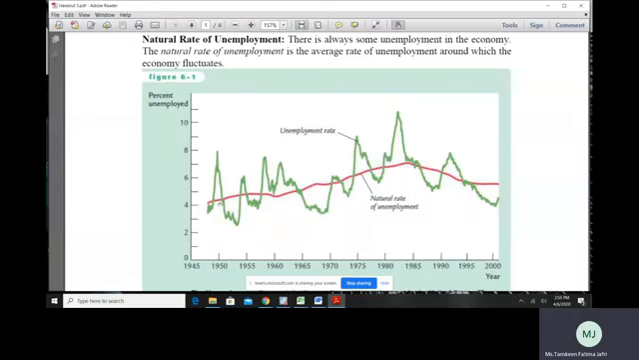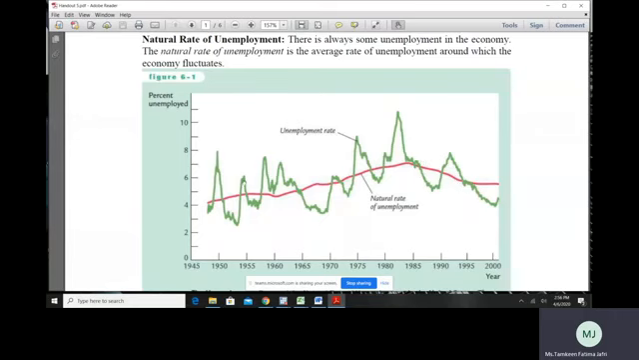If I draw a trend line through the unemployment rate, which is represented by this red line, this is referred to as the natural rate of unemployment. So you can see that every year the natural rate of unemployment is some positive value. It tends to increase till 1985, after which you see a slight dip in the natural rate of unemployment for the US economy. The green line is the actual unemployment rate.